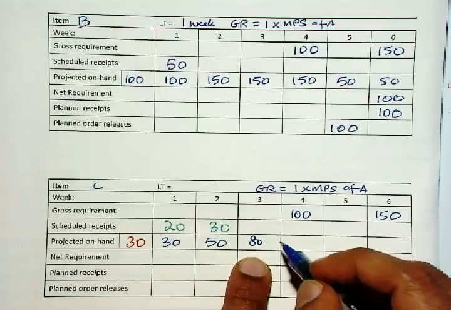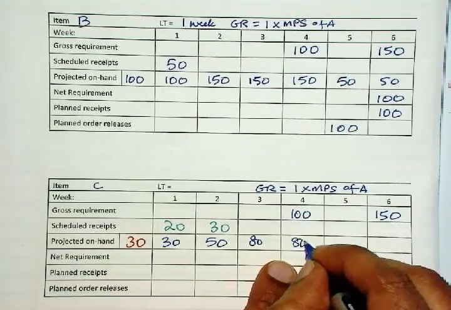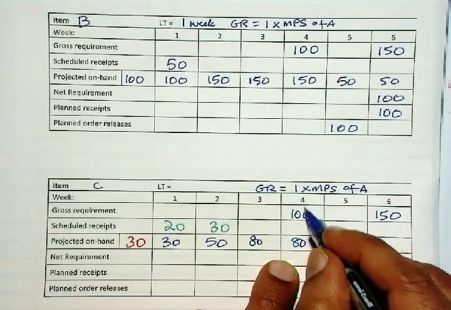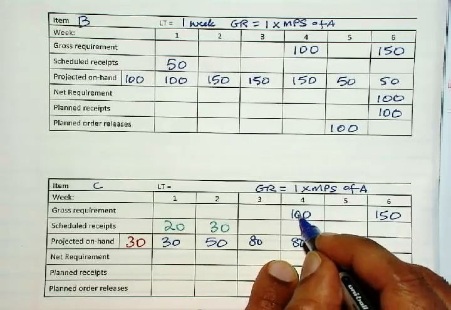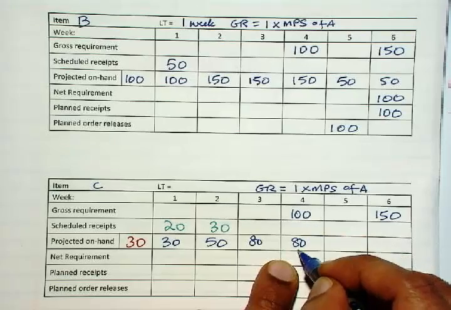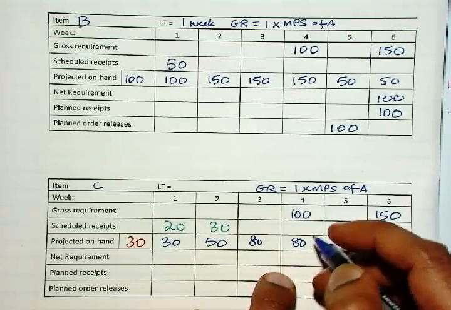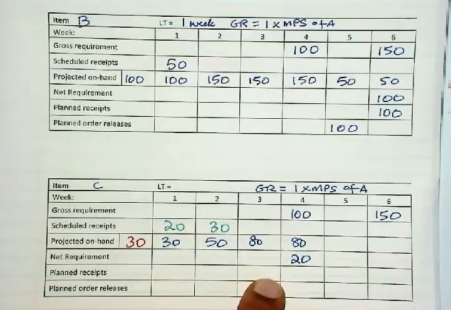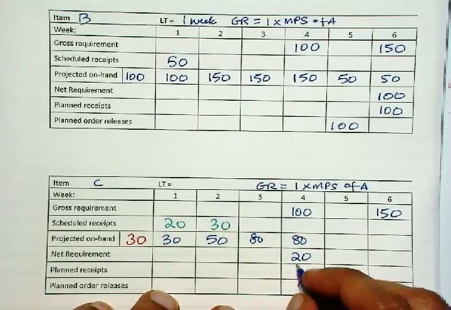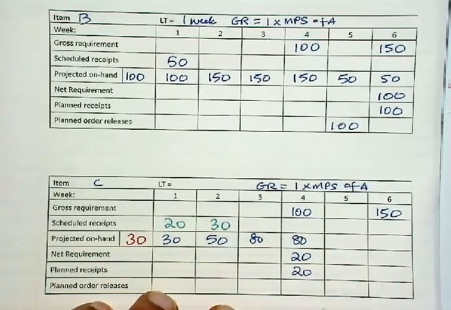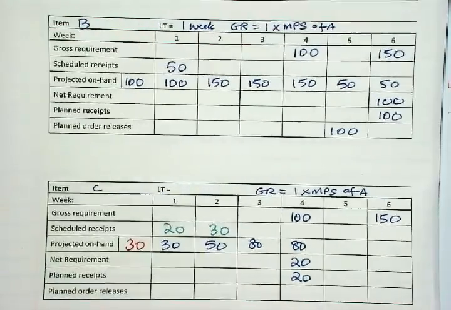Okay, no activity in week 3. So that 80 will be available at the beginning of week 4. So of the 100 required, 80 can be satisfied with the available inventory, and you'll have a net requirement of 20, and the 20 must be received in week 4. Now what is the lead time for C?